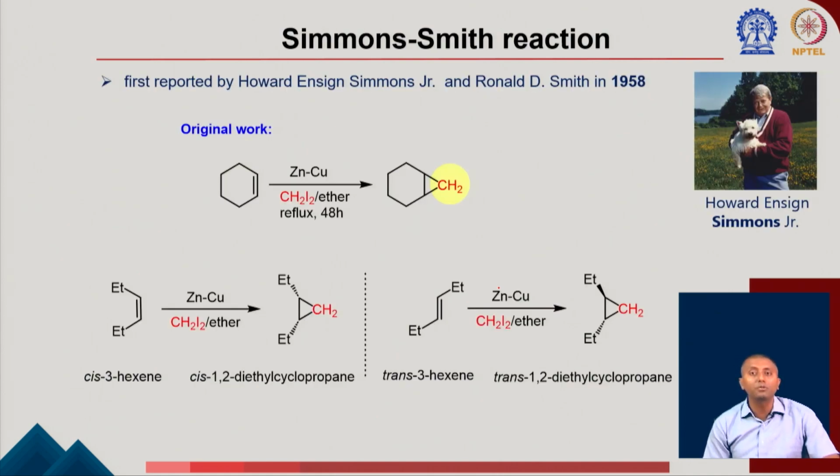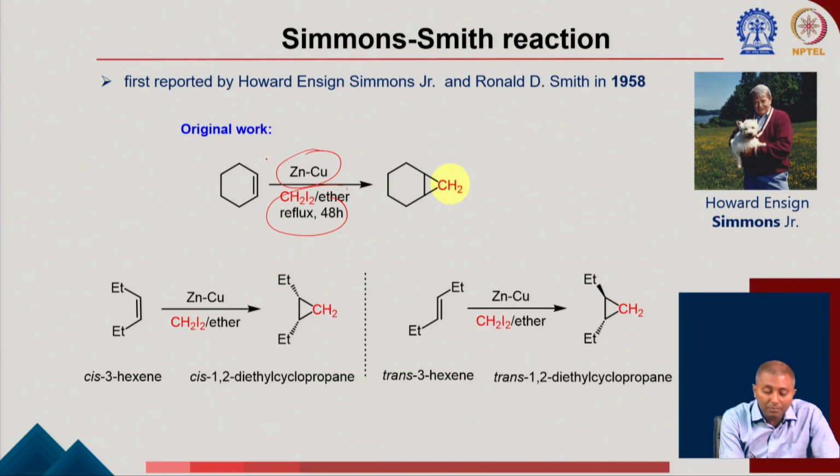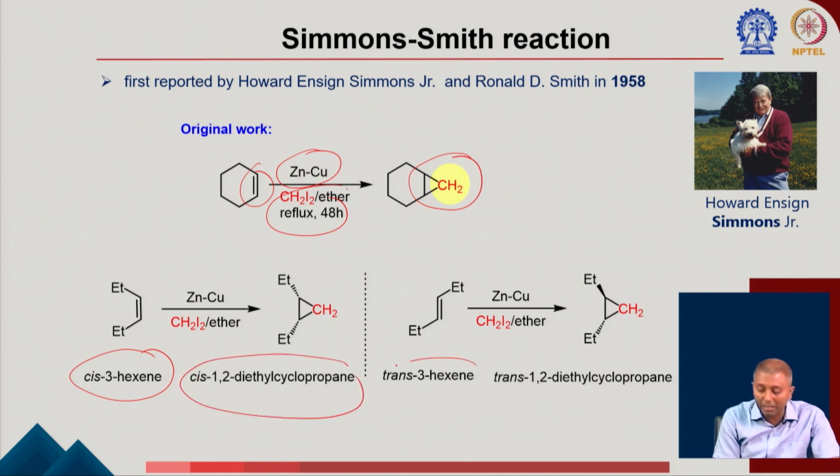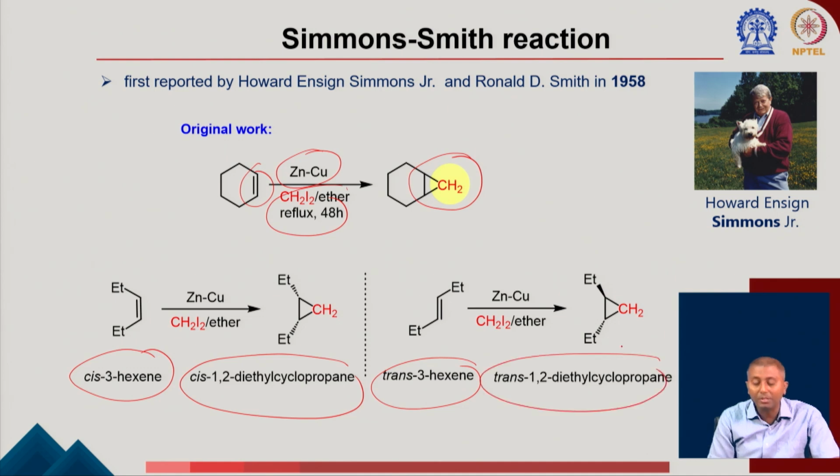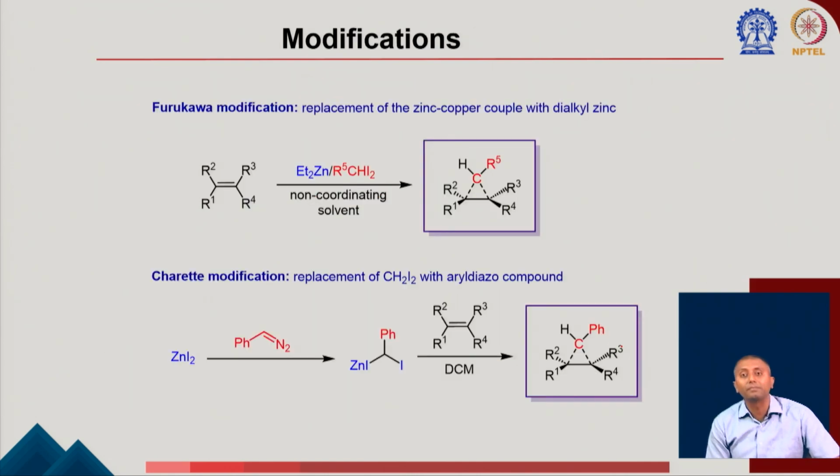So now I am going to move to the Simmons-Smith reaction, one of the very important reactions for the synthesis of cyclopropane, and this reaction was applied for several natural product syntheses. Using the zinc-copper couple and diiodomethane in ether, it can convert the double bond to the cyclopropane. Again, from the cis olefin we are getting the cis product, and from trans we are getting the trans product, which suggests that the carbene which is forming is singlet in nature.